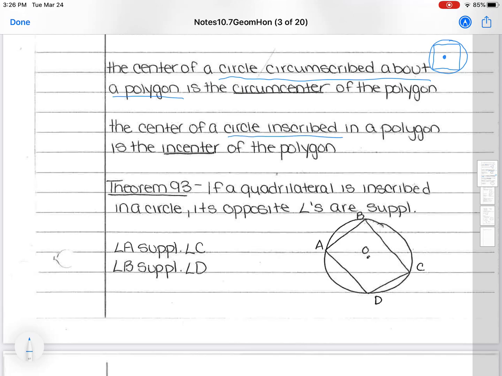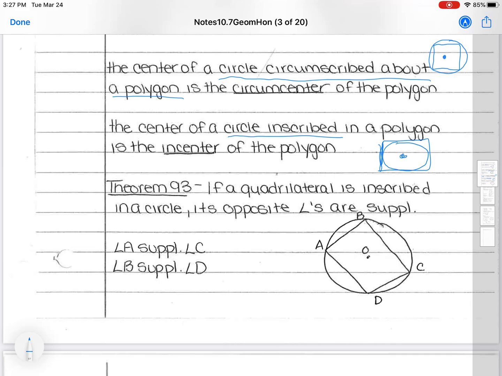The center of a circle that is inscribed in a polygon, so now the circle is inside of the actual polygon itself, that center point would be considered to be an incenter. So just make sure when you get the questions, if they ever reference circumscribed about or inscribed, you're paying attention to the order that it's given in.